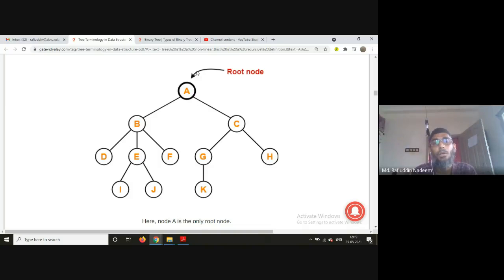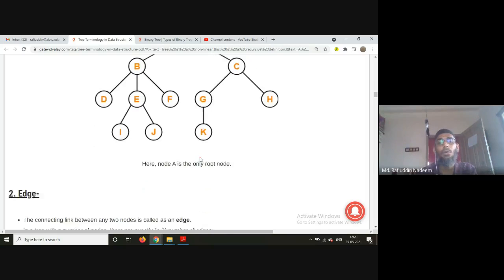Of course, now this is an entire tree. I can make this particular portion a subtree, means B, D, E, F, I, J. Now this is a subtree in which B is the root node. Likewise, C, G, H, K, where C is the root node for this subtree. Now if I take E, I, J, it is again a subtree where E is the root node for that small subtree. Of course, those are all connected, so we can say that we have only one root node here. So A is the only root node.